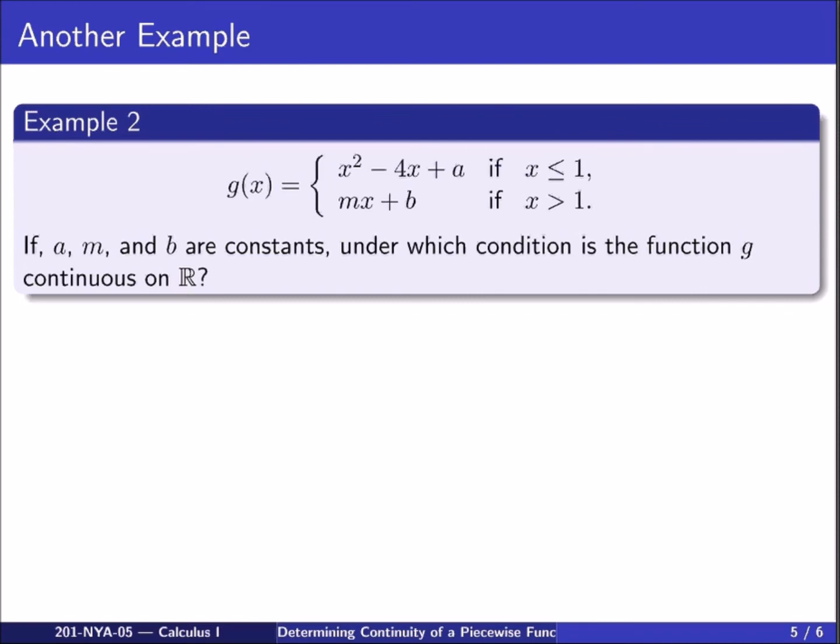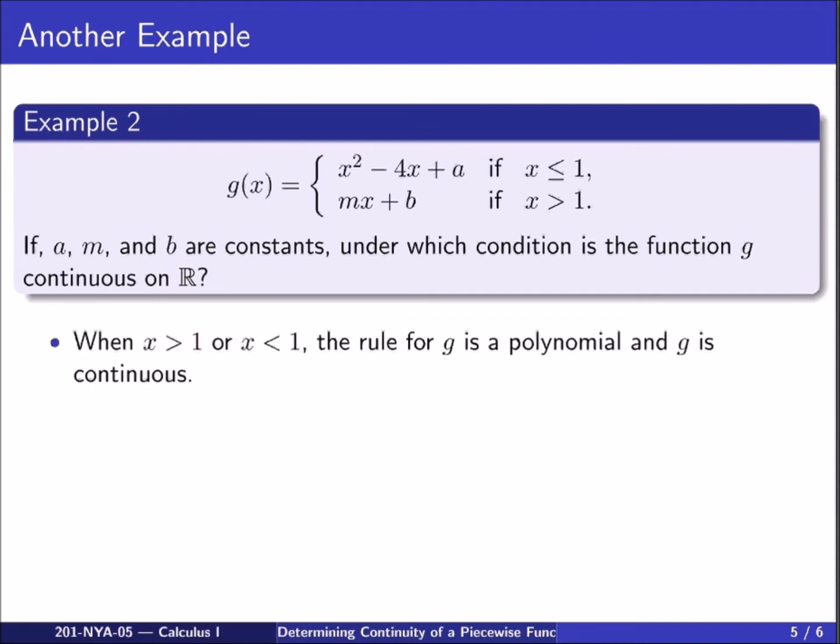Now, if we look at the rules for g, they are both polynomials. So that means that when x is less than 1 or larger than 1, the function g will be continuous for sure. So no matter what the values of a, m, and b are, g will be continuous if x is not equal to 1. So what we really need to look at is what happens when x equals 1.